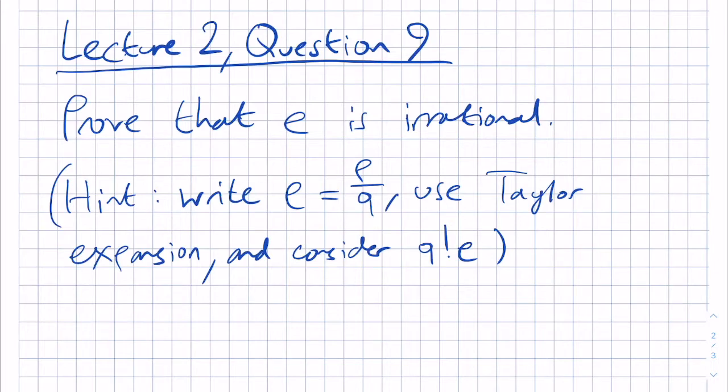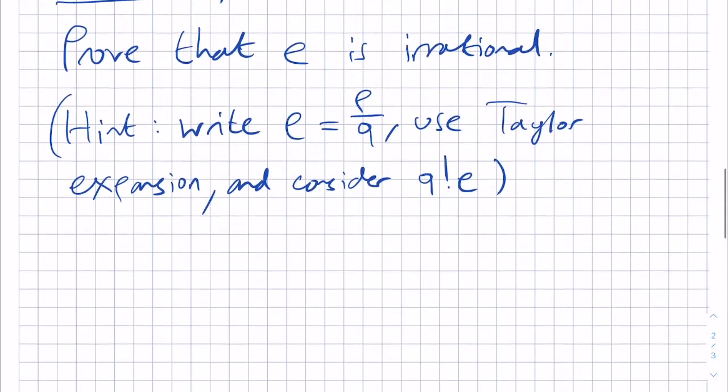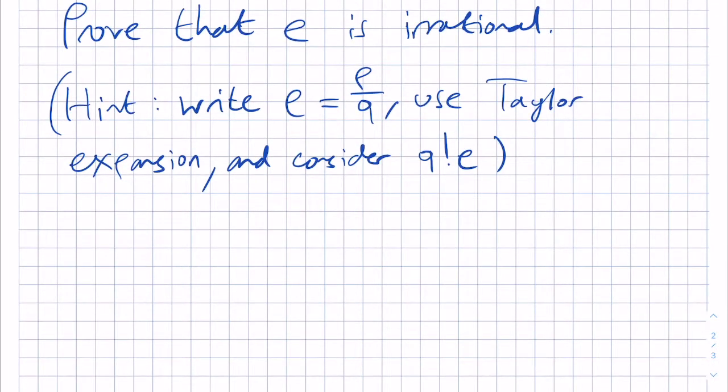So, the question says, prove that e is irrational. And on the worksheet, there is a hint that says, write e equals p over q, use Taylor expansion, and consider q factorial times e. So, let's break this down by using the steps from the hint.